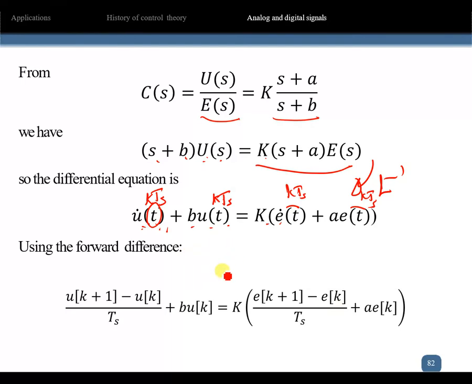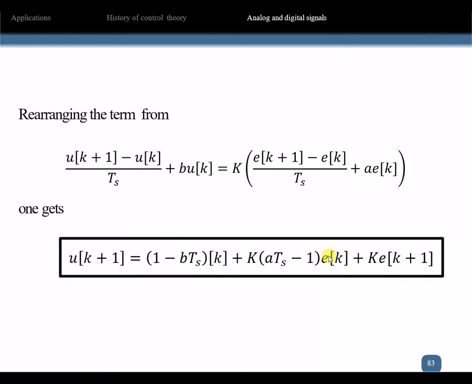Just use the formula that you learned for y dot (kTs). Here you substitute y dot by u dot and you replace the formula of the system. Then easily just simplify the equation. You will find u(k plus 1) will be this formula, and if you rearrange for u(k plus 1), you can find the formula of the system.